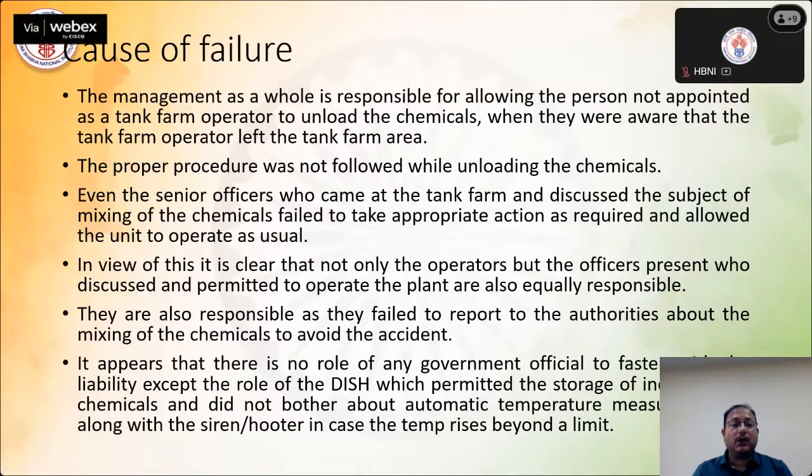It appears again there is no role for any government officials to fasten the liability, except the role of the department which permitted the storage of incompatible chemicals and did not bother about an automatic temperature measurement system along with a siren or hooter in case the temperature rises beyond the limit. So the offsite case was triggered. The government officials will also feel that the department could have been more stringent on this particular compliance. If they had done something like a siren or hooter or anything like that, we could have mitigated the fatalities, or lessened the fatalities, even though the accident took place.